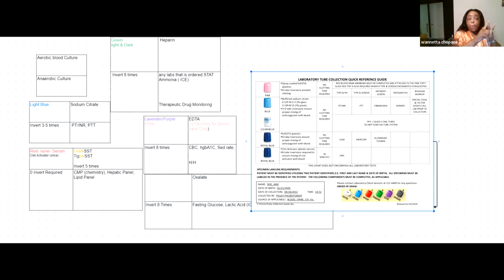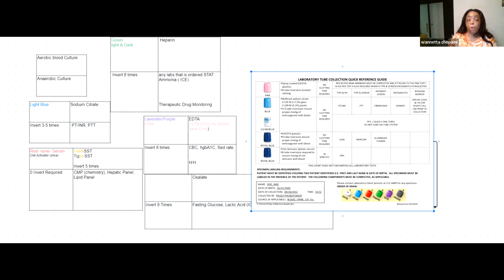So now you have your purple and lavender. You're probably like, oh my God, which one do I draw first? I want to let you know they have the same additive, so it doesn't matter which one of these you draw first. You could draw the pink first or the purple first, or the purple first or the pink. It doesn't matter because they have the same additive. Now, whatever comes after them, you draw after them. It doesn't matter which one you draw first, as long as you draw them in the order that they're supposed to be in the EDTA in your order, okay? Makes sense?